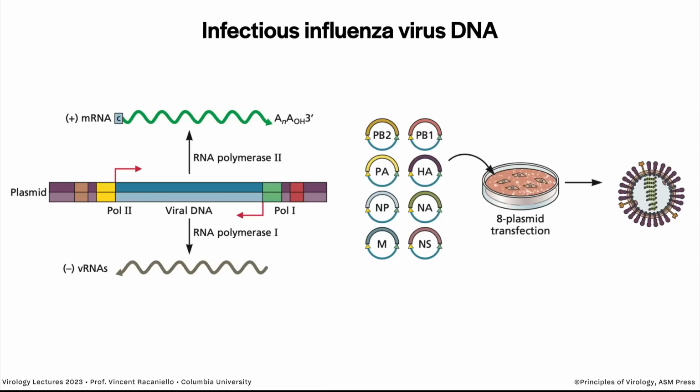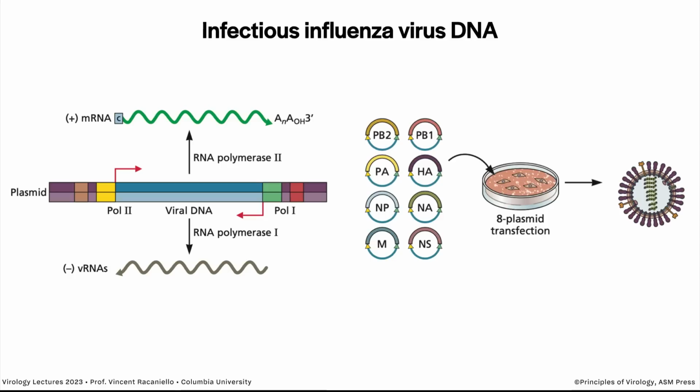So for influenza, it's a little trickier because there are 8 segments. So you have to have a plasmid for each segment. And the plasmid is shown here. It's a little complicated. It's a double-stranded DNA with 2 promoters. Remember, RNA polymerase in the cell comes in 3 different varieties, Pol 1, 2, and 3. And this plasmid has Pol 1 and Pol 2 promoters, so that when you put it in a cell, you get both plus RNA, messenger RNA to make proteins, and minus RNA, which goes into virus particles.